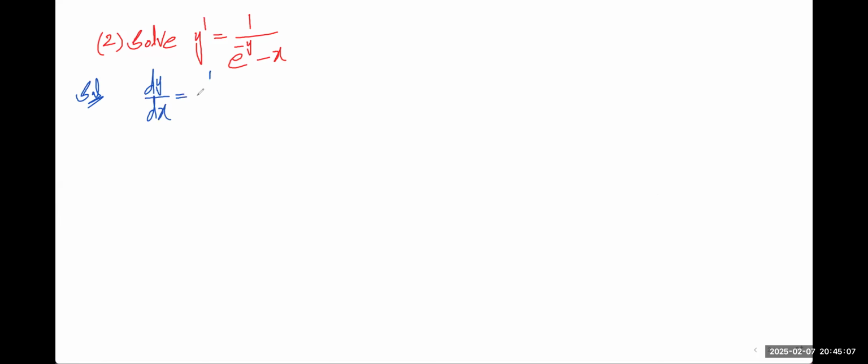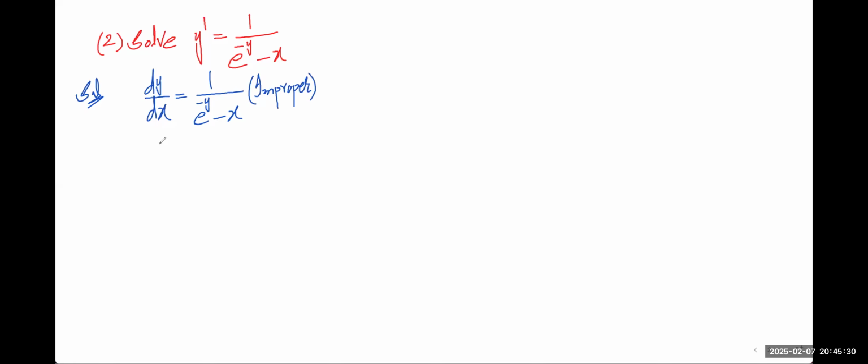dy by dx is equal to 1 by e to the power of minus y minus x. So 1 by this form means it is an improper fraction. Why can we say that? The denominator's value is bigger and the numerator's value is smaller, so it is an improper fraction and we cannot solve it.